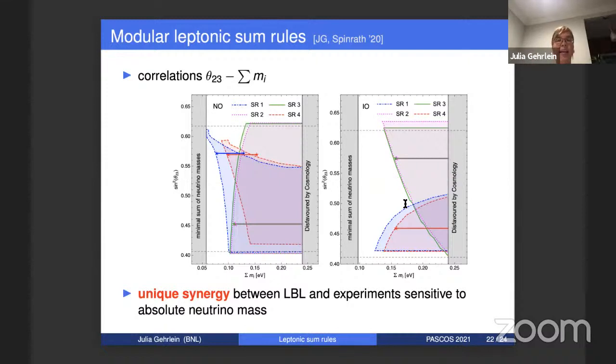So as there are correlations between the mixing parameters and the sum of the neutrino masses, there are very interesting and very unique synergies between long baseline experiments, which can measure the mixing angle, and experiments sensitive to the absolute neutrino mass scale, for example, cosmology.